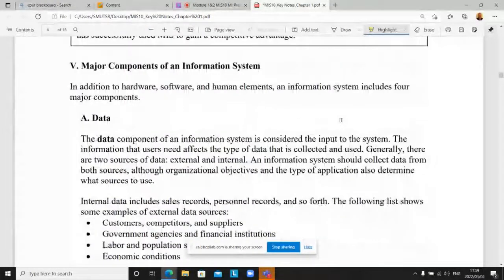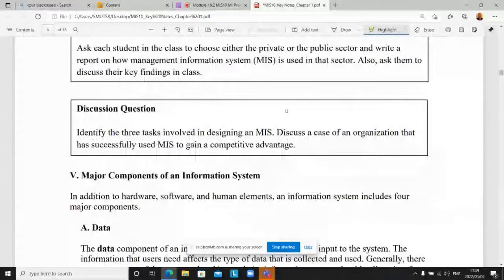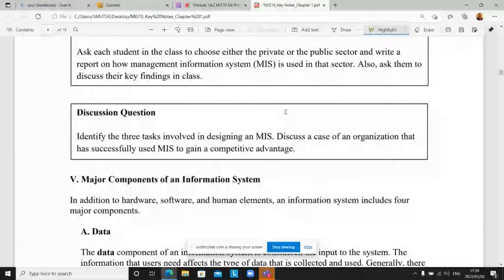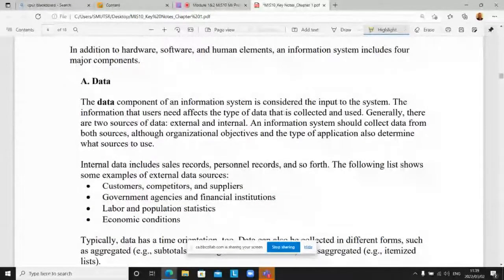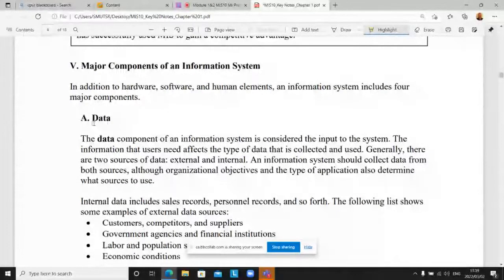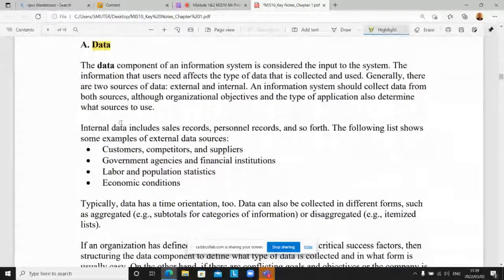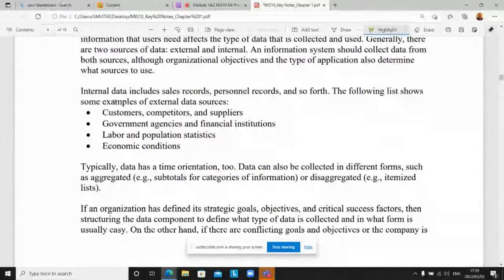Okay, major components of an information system. I'm going to go through this quite quickly, okay, because they've given us the three components of designing the thing. Now they're saying what are the components of an information system. Now I've already explained some of this to you, so I'm not going to over elaborate. Data, unsorted information. You can get internal and external.